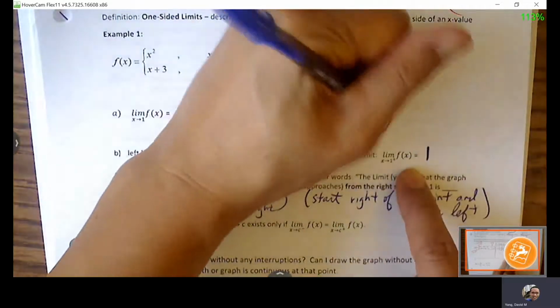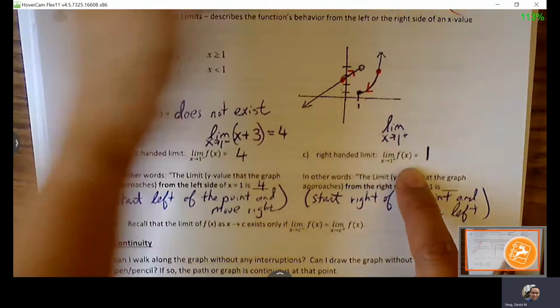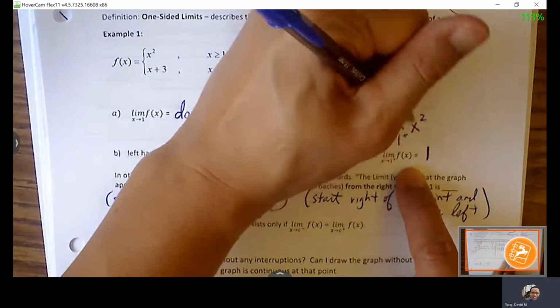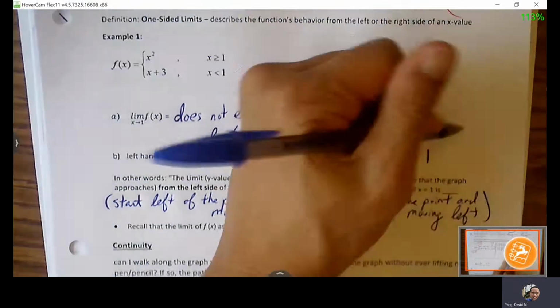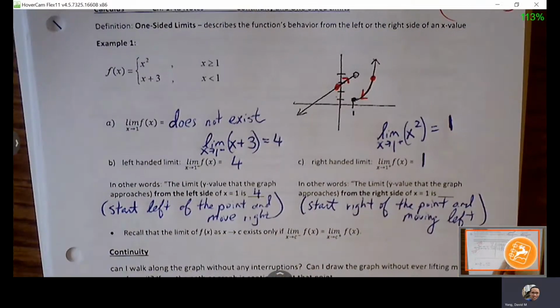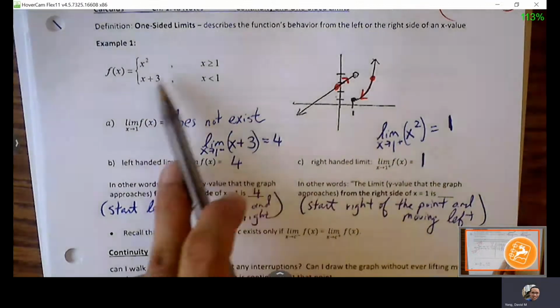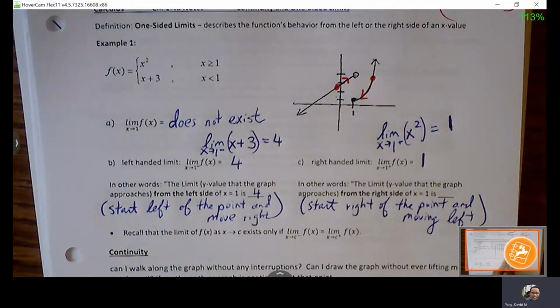So if I want to rewrite it, I would say limit as x approaches 1 from the right side of x squared. Plug 1 in for x. 1 squared is 1. So we know how to read the graph, and then we're also learning how to evaluate it with a piecewise function.